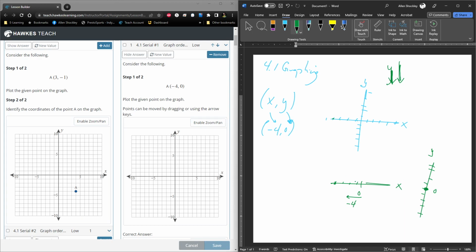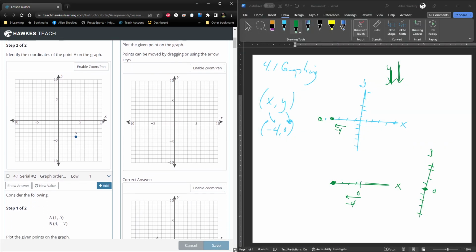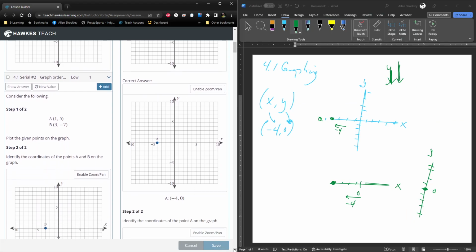If we put together these two graphs, we get the first coordinate at -4, so left 4, and then stay at 0. For this, you would put a dot here, then click and drag it over and hit this -4, and that one will be done. So if we look at that, yep, we have a coordinate here at -4, 0.